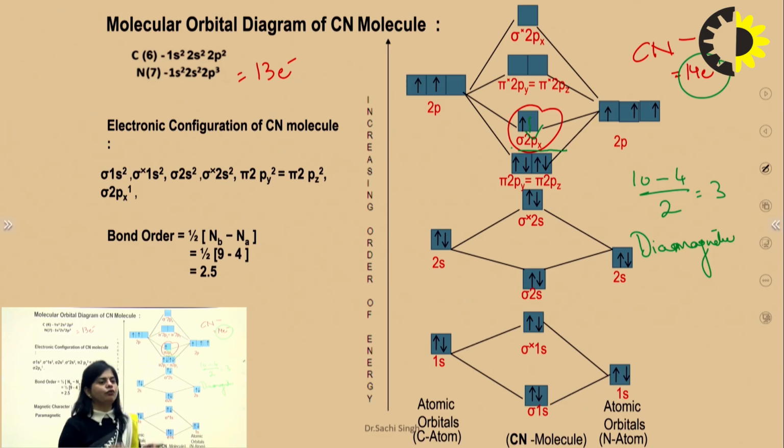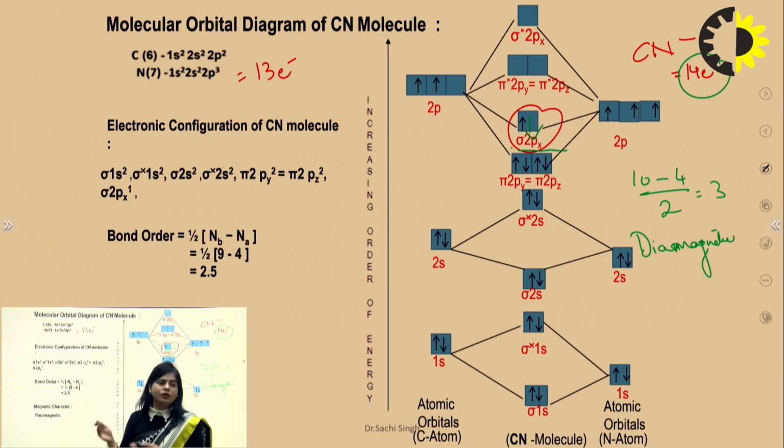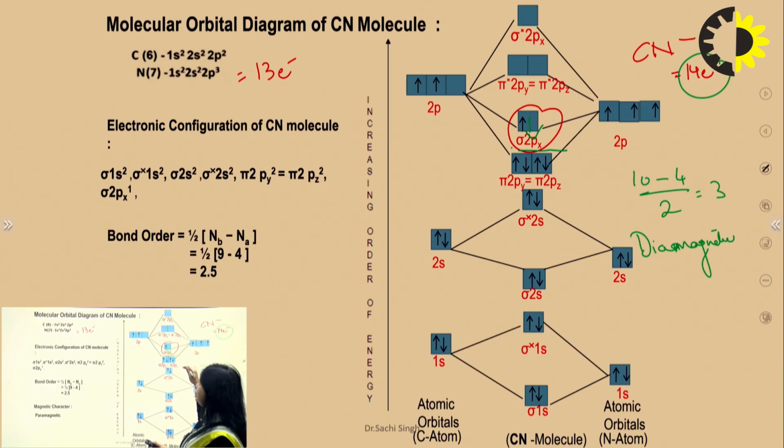Okay. Whatever the question asks, for CN or CN minus, in this way you have to draw the molecular orbital diagram for CN minus also. Or you can add the electron on the electronegative side, because it is lower in energy. So in the case of CN minus, the extra electron is added towards the nitrogen side. So this is the molecular orbital diagram for CN, and I also explained some points for CN minus.